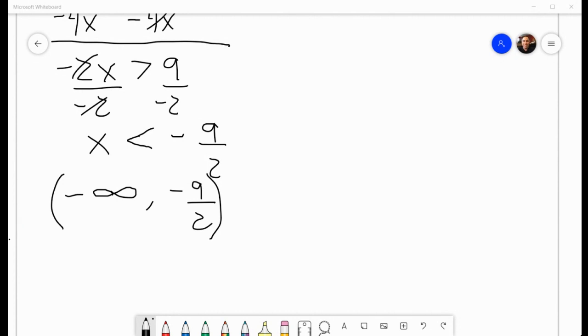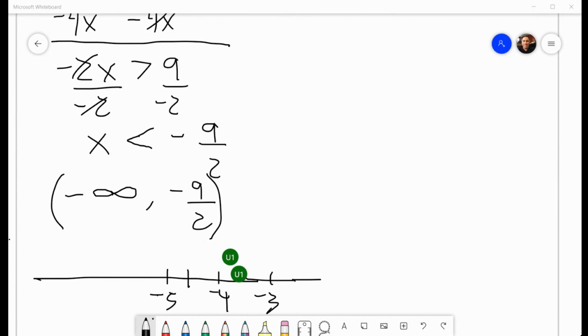And now if we were to graph it, we have, let's see, -5, -4, -3. So we have -9 over 2. That's between -4 and -5. So we have an open circle. And again, this is pointing to the left. Okay? Good. So we have that.